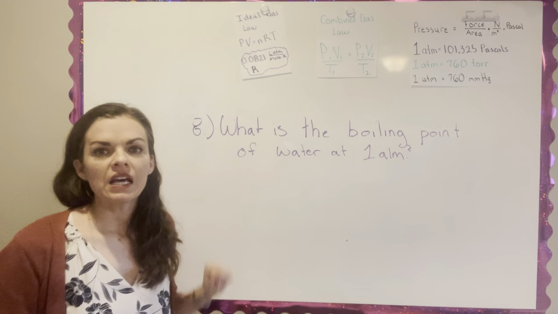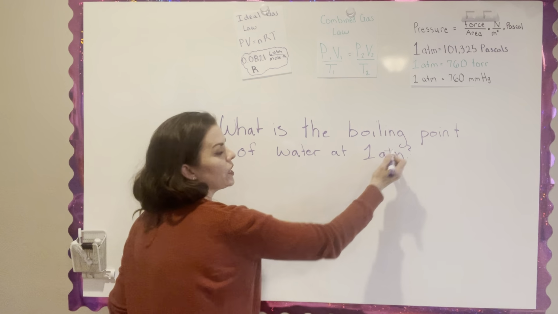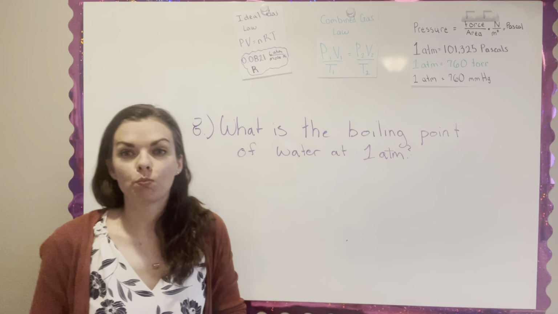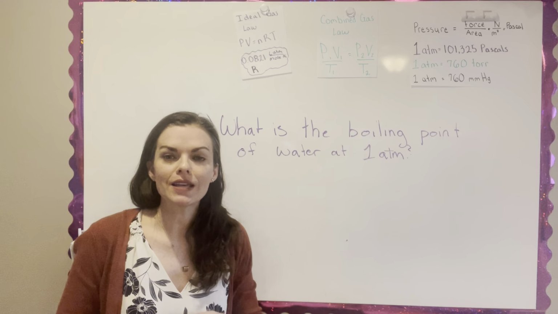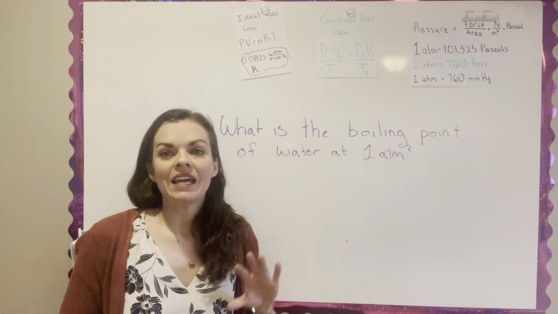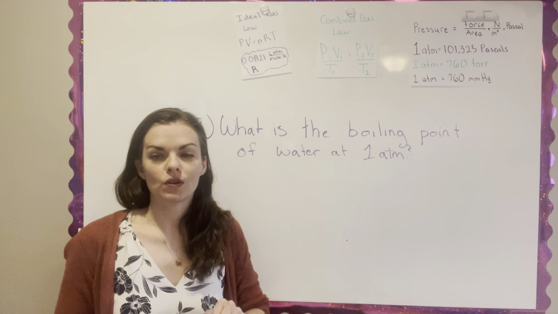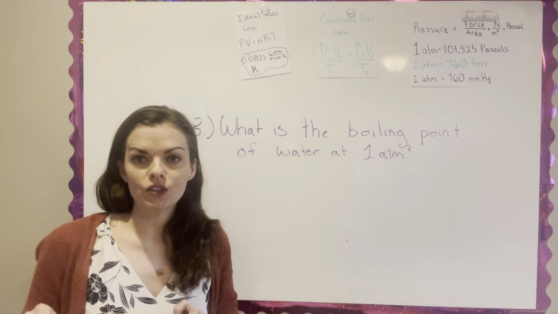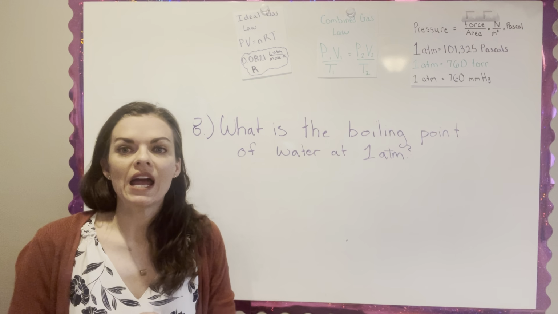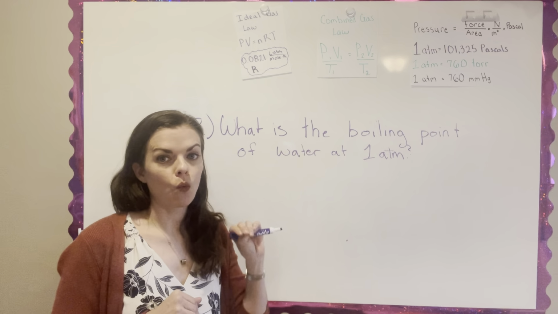Question number 8 tells us what is the boiling point of water at 1 atmosphere. I know that water at 1 atmosphere boils at 100 degrees Celsius. So I'm going to do that basic conversion from 100 degrees Celsius into kelvins. The reason we say at 1 atmosphere is, if you'll remember the chart from the end of the chapter, your atmosphere affects your pressure, and that affects the temperature at which the water goes from a liquid to a gas. So this one is at 1 atmosphere.